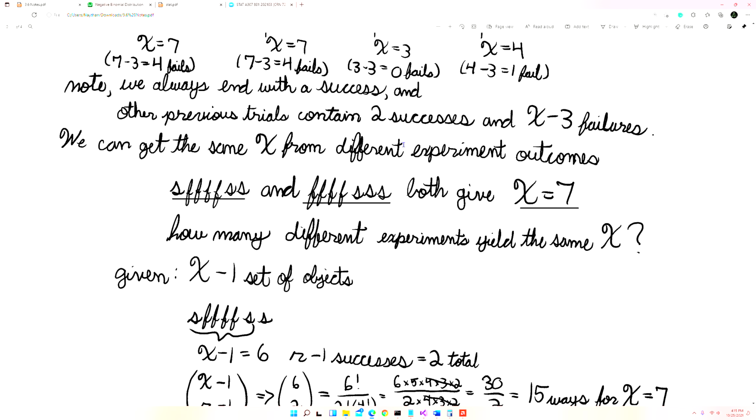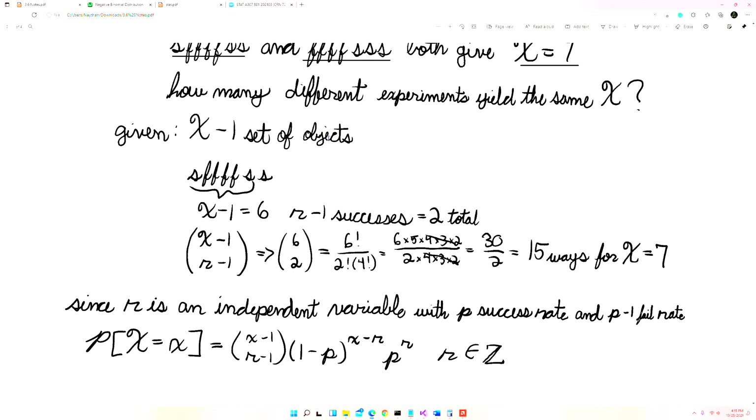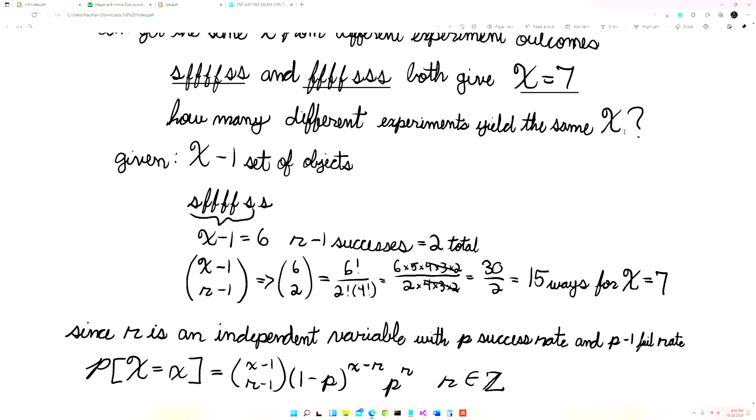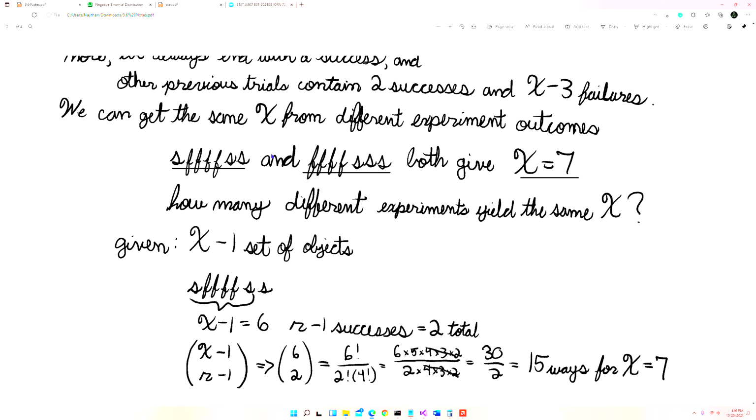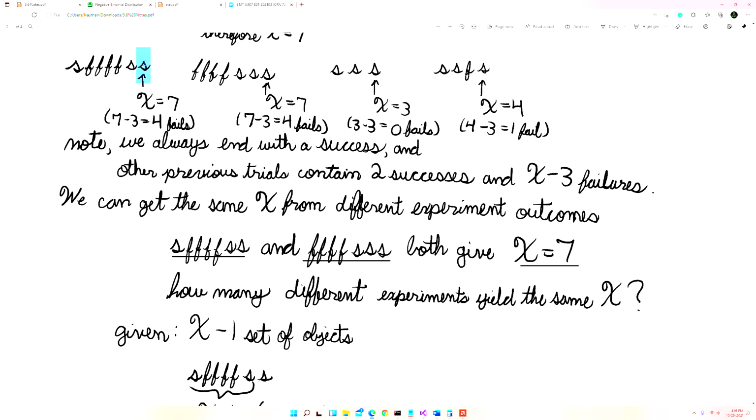So we can get the same x from different experiment outcomes. I've already mentioned that. Right over here is just highlighting those two from earlier, that they both had an x equals 7. So how many different experiments yield the same x? Is there a way to calculate exactly how many different ways we can arrange these s and f's to get the same x? So this is the actual calculation for how that works out. Given that x minus 1 is our set of objects, everything before the last thing, because we already know this is a success, we're only worried about x minus 1 elements, these 6 over here.